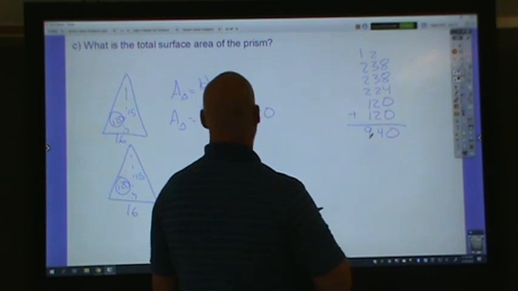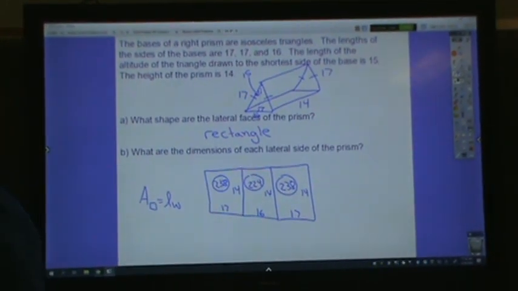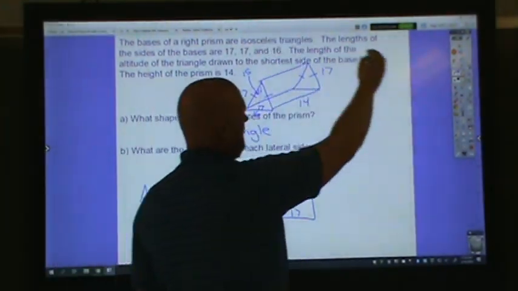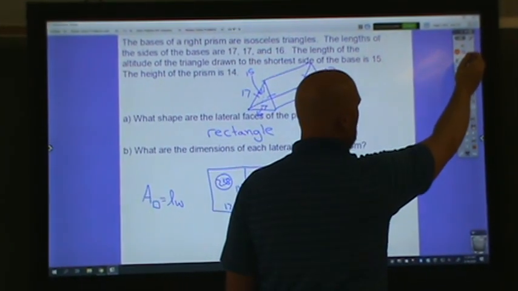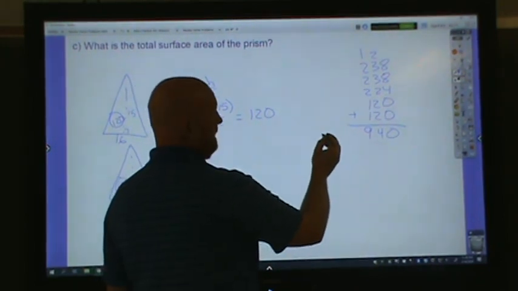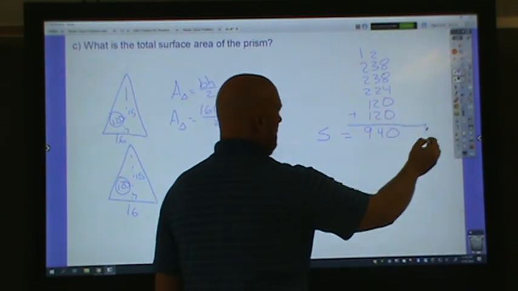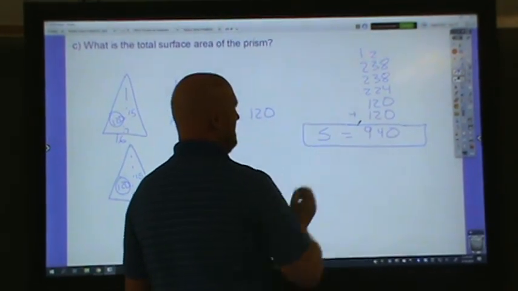And so our unit with this, we don't need a unit. If they don't give you a unit in the given, you don't have to write a unit in your answer. So I'm going to say 940. If I wanted a unit, I could write unit squared, or I can just leave it blank because they didn't give me a unit.